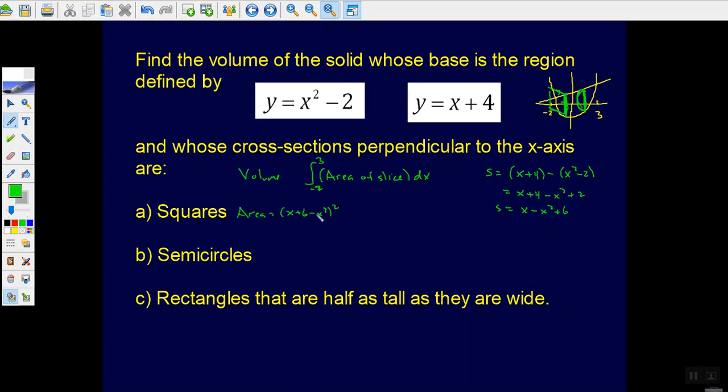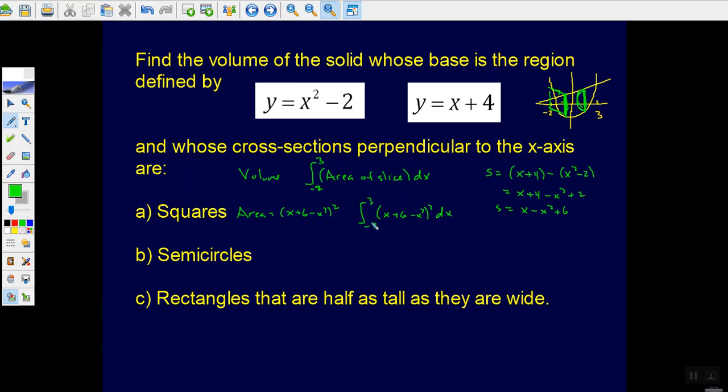So the integral that I'm going to solve to find the volume of all the square cross sections will be the integral from -2 to 3 of that area, (x + 6 - x²) all squared.